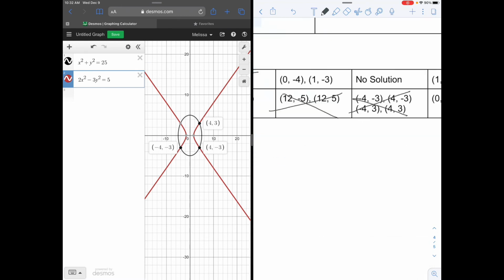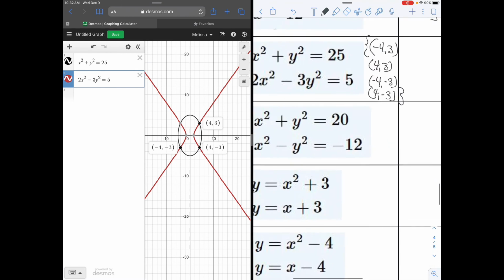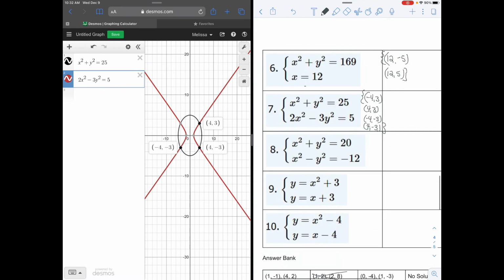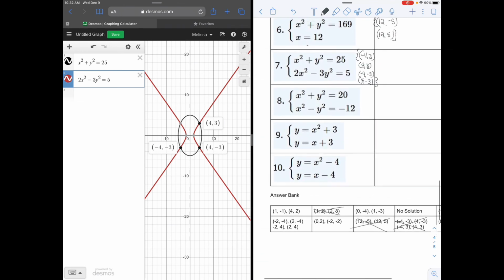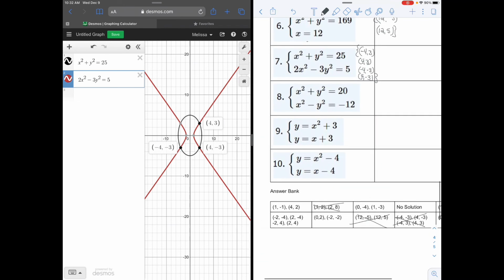Okay, so what I need you to do for homework tonight is to finish these 7 problems that we didn't finish. And again, you're just going to Desmos and finding the points of intersection. Okie dokie? Alrighty, and tomorrow we're going to do something completely different, but I do need you to do this today because we will practice it tomorrow before we begin.